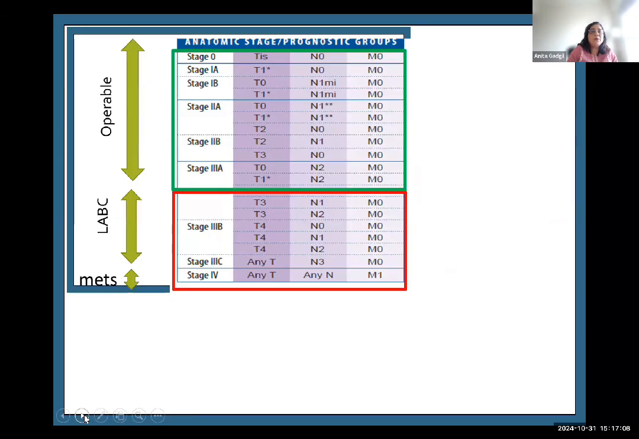as per the stage of the disease. So up to stage 3A, I will not go into the detail, it's a busy slide, but up to stage 3A, you can straight away operate on breast cancer and then give further adjuvant therapy.